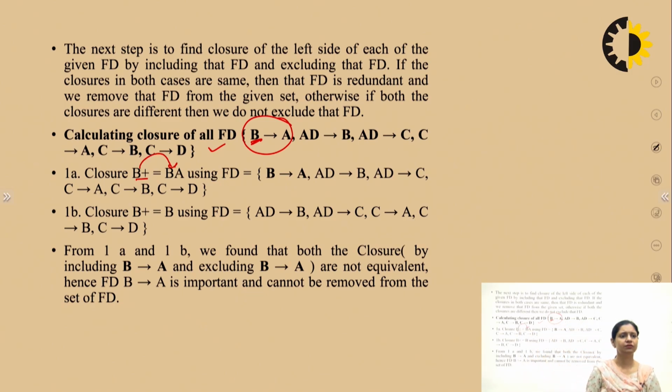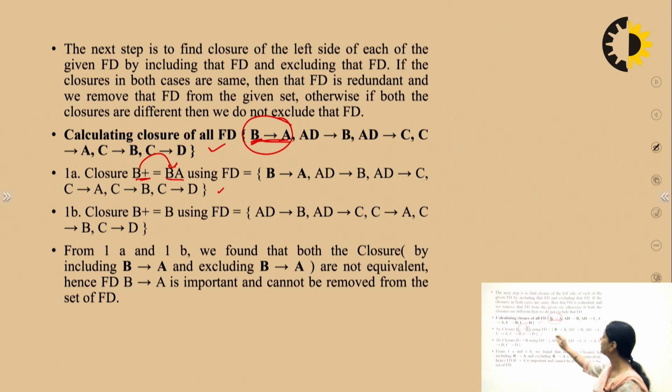So B closure would be B. Now A can be identified through B. That is why the closure of B would be BA. If we have all these as the set of functional dependency, let's see if we can find out anything else.